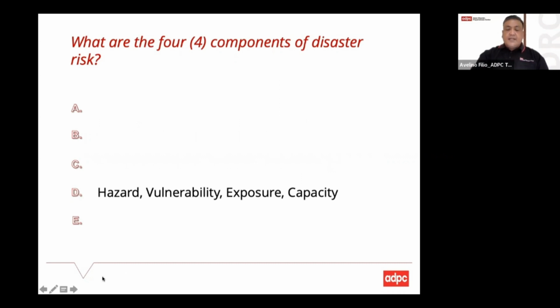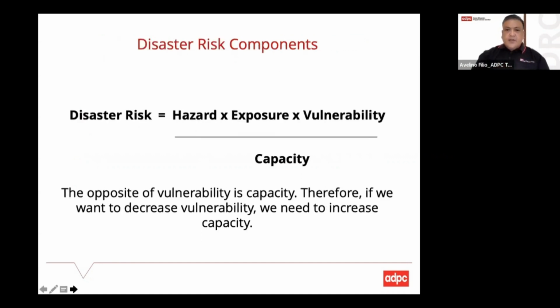So it's the hazard, vulnerability, exposure, capacity. When we're talking of disaster risk components, disaster risk is made up of hazard times exposure times vulnerability over capacity. In essence, this is not a mathematical formula. It's a formula to show relationships that bring about disaster risk. What again is disaster risk? Potential losses.